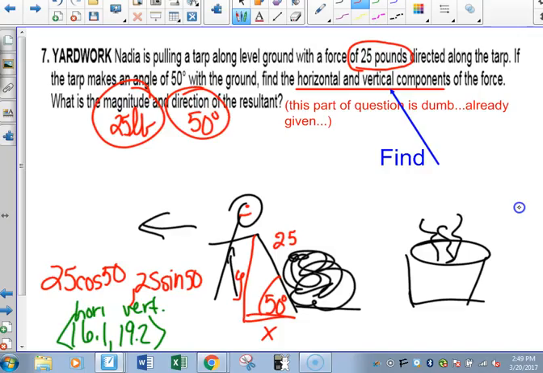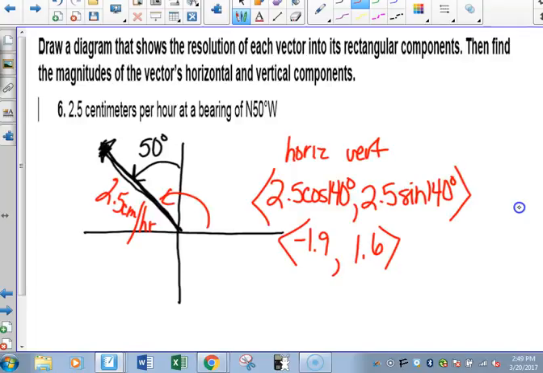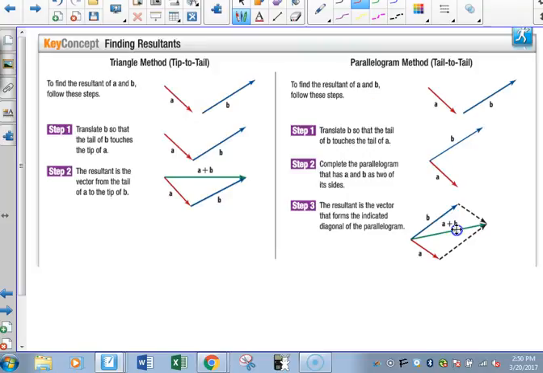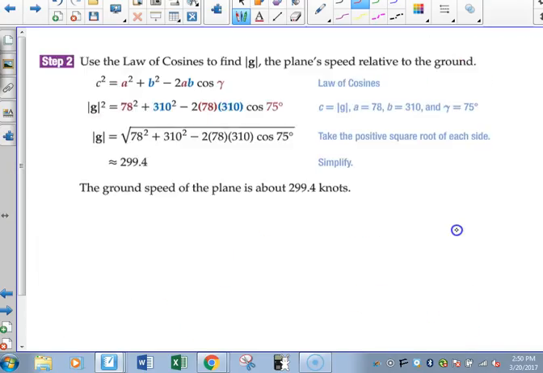But here's just a quick example. It said 2.5 centimeters per hour at a bearing of, this was off of north 50 degrees towards the west. So then we said off of the positive x-axis, it was 140. We typed 2.5 centimeters per hour times cosine of 140 and sine of 140, and these were the horizontal and vertical components. All right, then we get into some really crazy business.